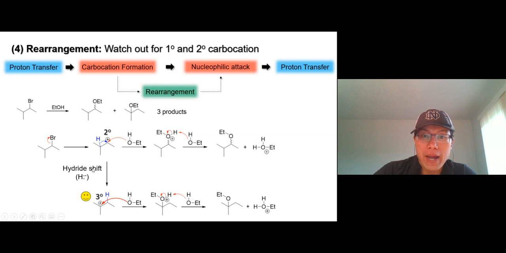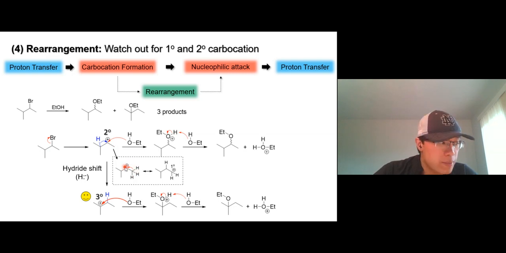Okay. So we have a hydride shift here. And now if you ask me, what if we do a hydride shift from the right side? Well, you cannot do it because if you do it, you get a worse, less stable carbocation, primary carbocation.